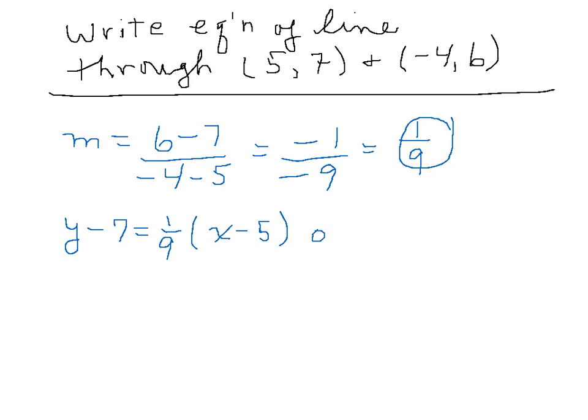But I could also have written it using the other point as y minus 6 is equal to 1/9 times x minus a negative 4. Each of these may not be immediately obvious, but this equation and this equation are exactly the same. And if you took the time and put them into slope-intercept form, you'd see that they are exactly the same. And that's how you write the equation of a line given 2 points.